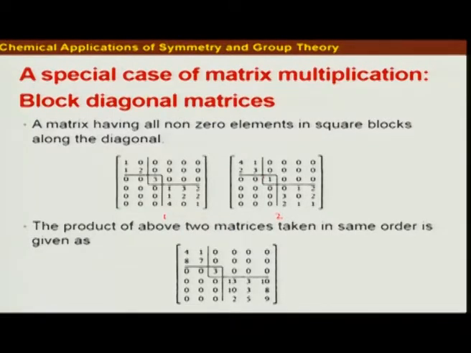Now, if we want to combine these two matrices, that means if we want the product of these two block diagonalized matrices, then we find this matrix, which I call matrix 3. Okay, so what are the things that are important to find in this case?